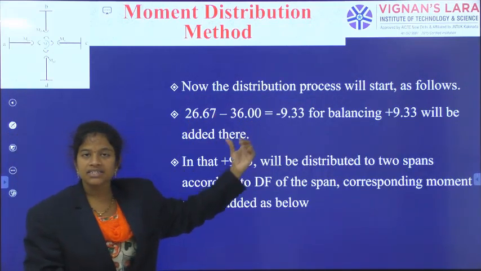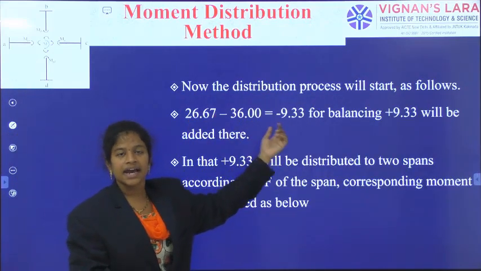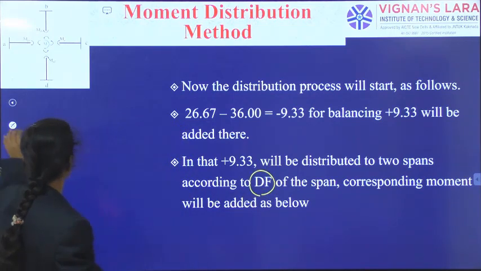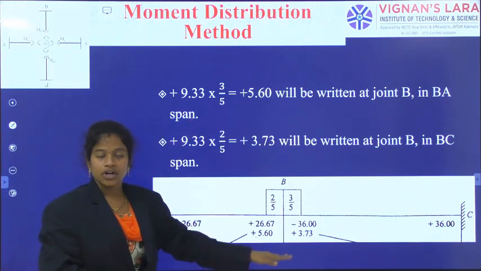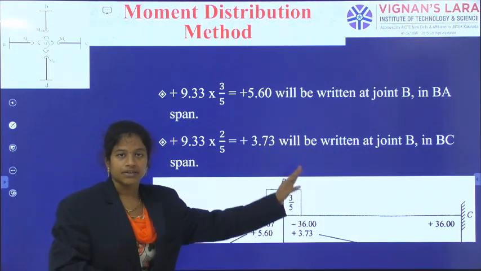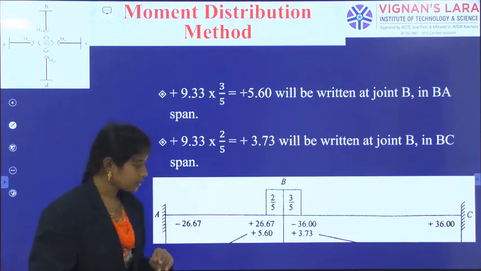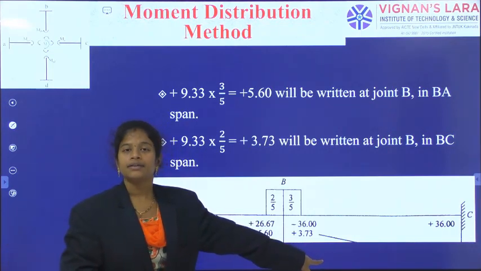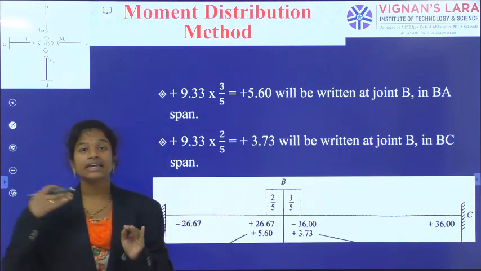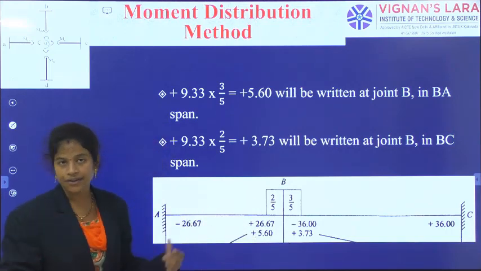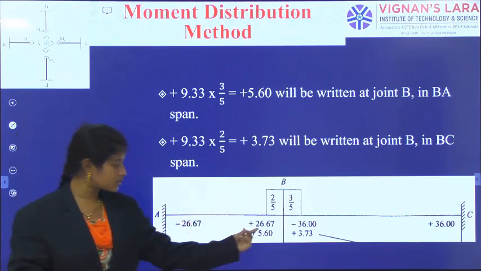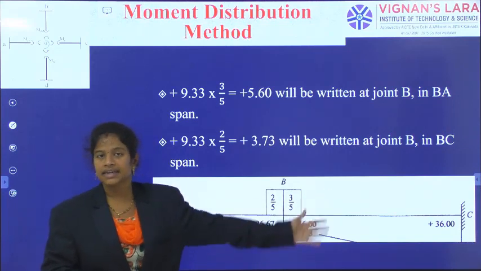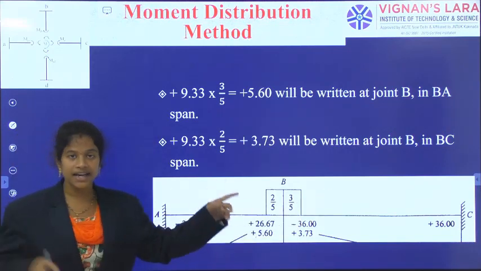The net unbalanced moment at the joint is distributed to the two members according to their distribution factors. Then we have given the corresponding values, and the vertical summation will give the answers. Here I have got these two answers, and these two answers will have carryover moments. Why? Because the other end is fixed, so it takes some portion as the carryover moment.